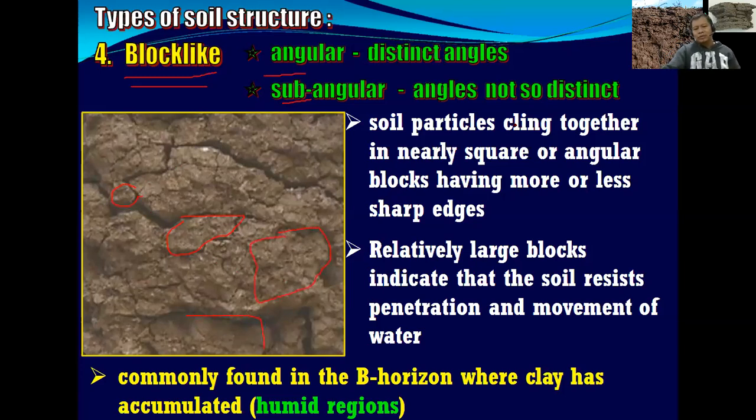Okay, soil particles cling together in a nearly square shape. So it can be square or angular. There are angles. Like here, there are angles, no? Here, there is an angle. So soil particles cling together in nearly square or angular blocks having more or less sharp edges. So the edges are sharp, no? Relatively large blocks indicate that the soil resists penetration and movement of water. Okay, commonly found in the B horizon where clay has accumulated, usually in humid regions.